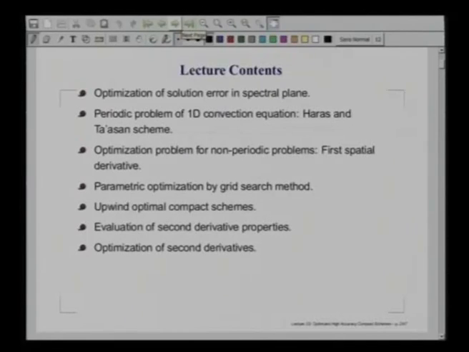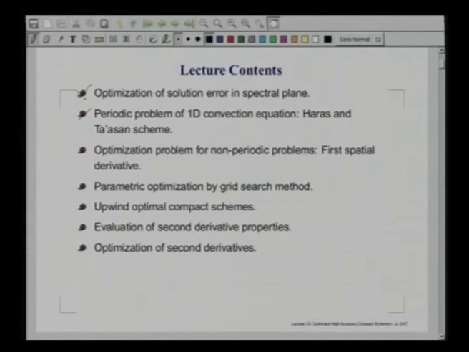So, the contents would basically follow the sequence in which we will try to optimize, that is, minimize the solution error in the K space. That is your issue number 1. We will start off with a gentle problem, a simple periodic problem of 1D convection equation as performed by Haras and Tassan.